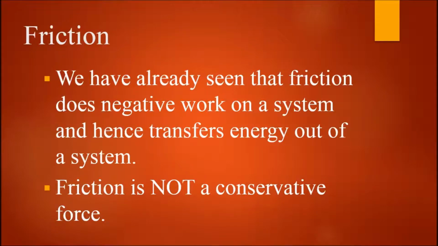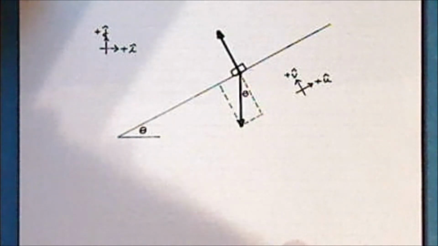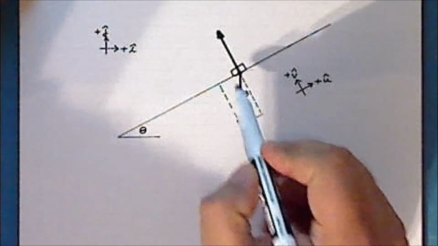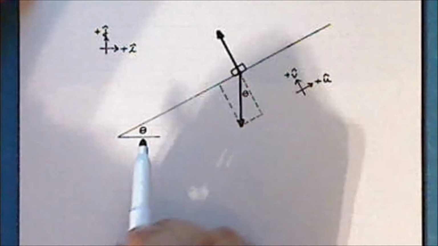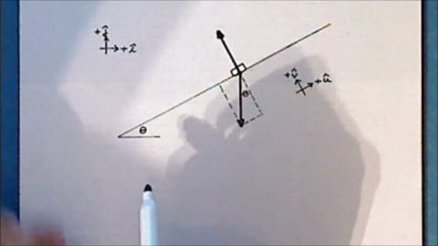Now, we have already seen that friction does negative work on a system and hence transfers energy out of the system. Friction is not a conservative force. So let's take a closer look at friction. Let's consider our system a rigid object on an inclined plane, inclined at an angle theta.